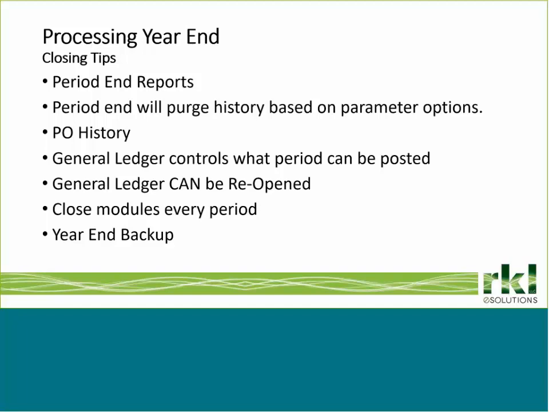Because when you do a return to vendor, if the PO is still in the open file, it'll bring up all the information on the PO, all the line items, and you can just do your return without having to key in part numbers. If the PO is completely in history and is no longer in open, to do a return to vendor, you would actually have to key in each part number that you want to return.